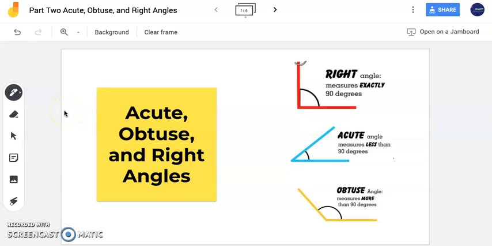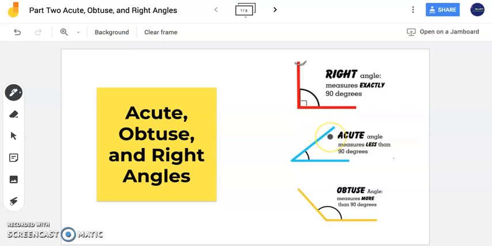Hello, today we're going to continue learning about acute, obtuse, and right angles. As a reminder, here are three angles. The first angle we're going to be given is a right angle. A right angle measures exactly 90 degrees. Now you may also see a right angle represented with a box in the angle measurement, just like this. That box represents that it is exactly a 90-degree angle.